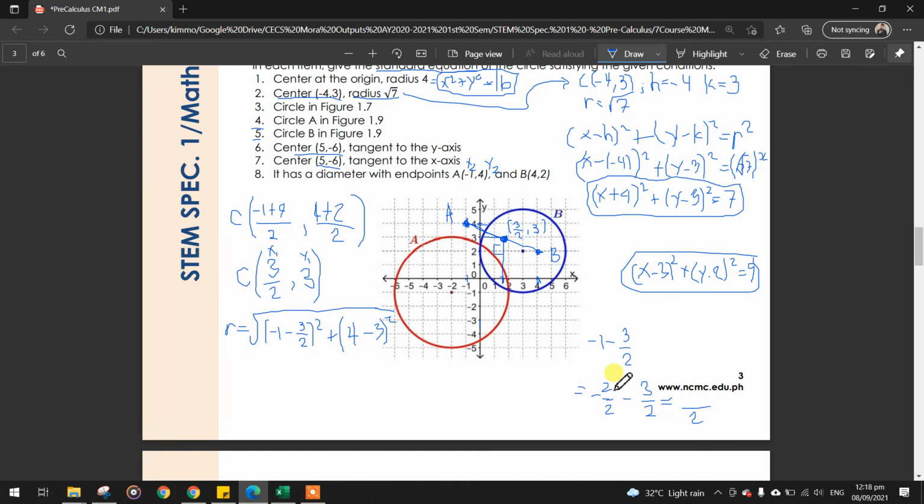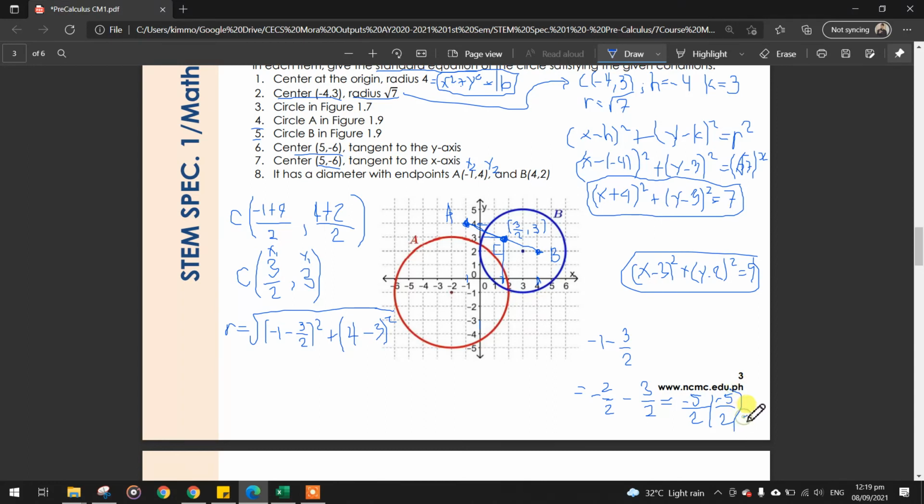Next is negative 2 minus 3. Negative 2 and 3. So, that becomes negative 5. So, this is algebra, so you should already know this. So, negative 1 minus 3 over 2 is equal to negative 5 over 2. And negative 5 over 2 squared means we just multiply negative 5 over 2 by itself. So, we multiply negative 5 over 2.